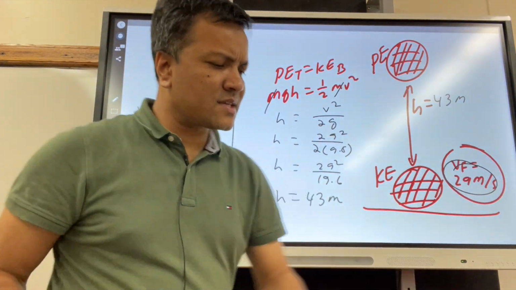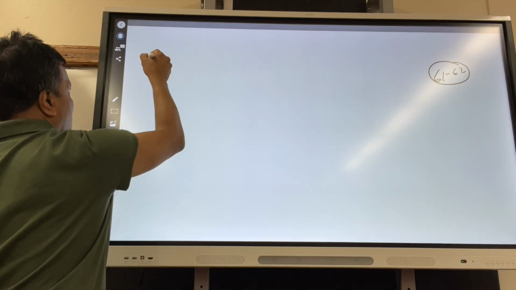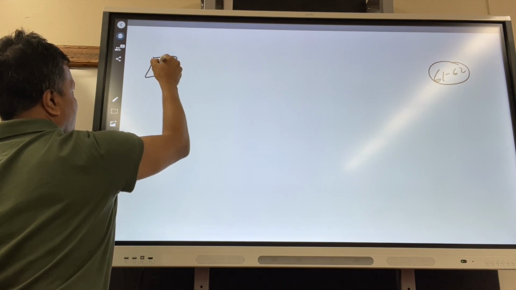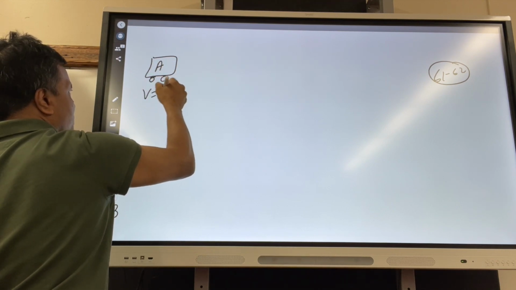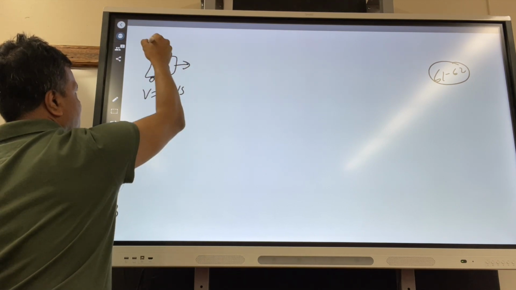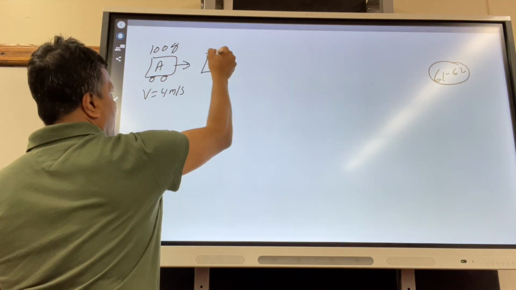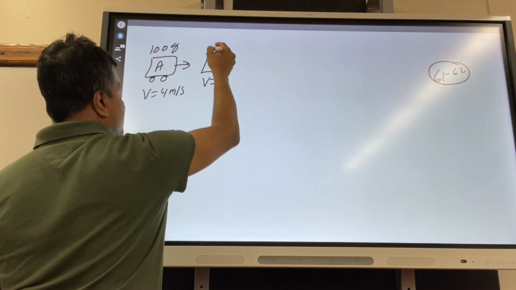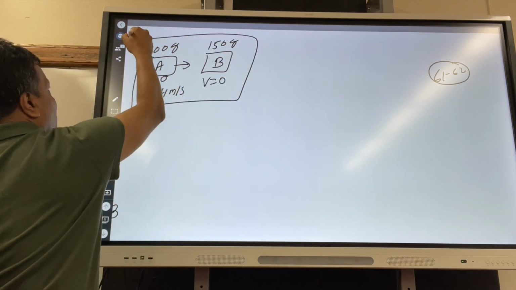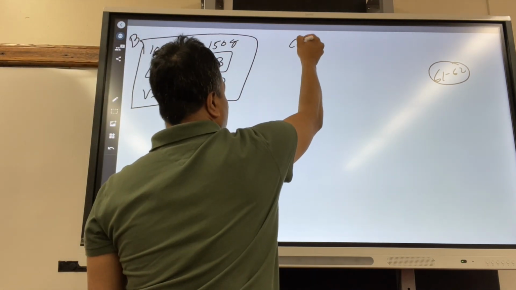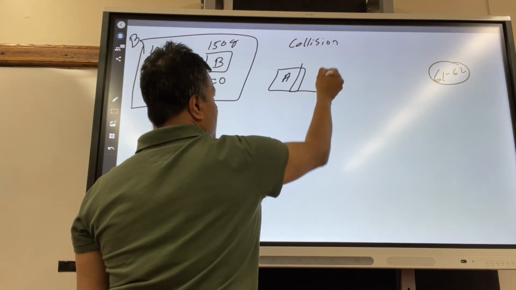Next problem, 61, 62, a momentum problem. So there is a car, you call B, you call A, car A, moving with 4 meter per second to the east, and it is 100 grams. So it's probably a toy car. Collide with car B, which is at rest and which is 150 gram. This I would like to call before, and this is I like to call collision. All right, car A collide with car B.